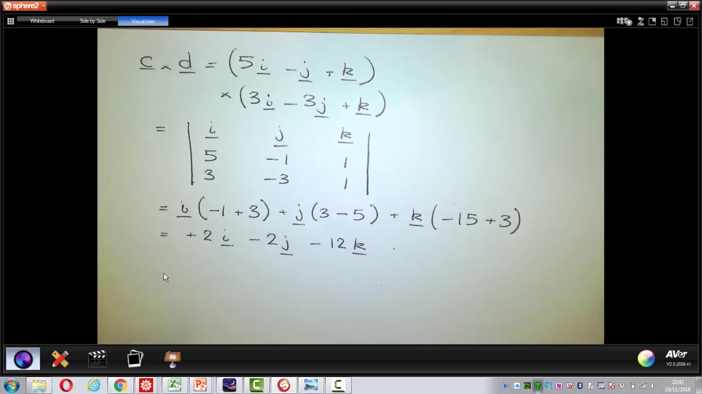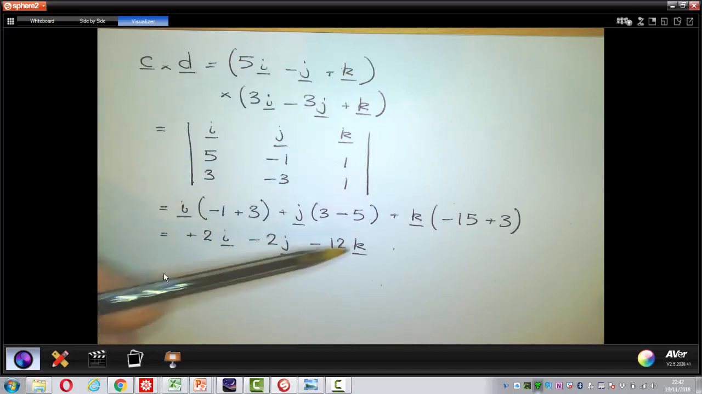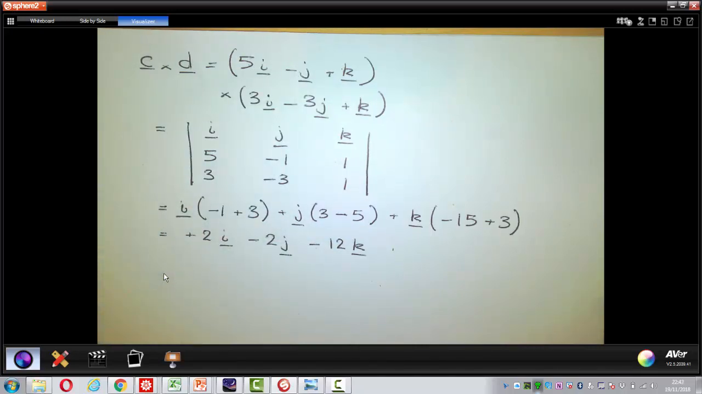Now we can check this. This vector should be perpendicular to both of the original 2 vectors. So let's take the scalar product with C, then we'll take the scalar product with D. So scalar product with C, 2 times 5, that's 10. And then we add on minus 2 times minus 1, that's 2. So 10 plus 2, that's 12. Plus minus 12 times 1, 12 minus 12 gives us 0.